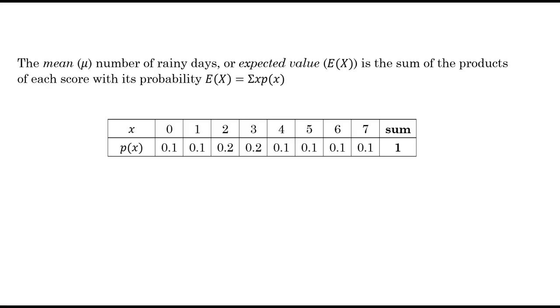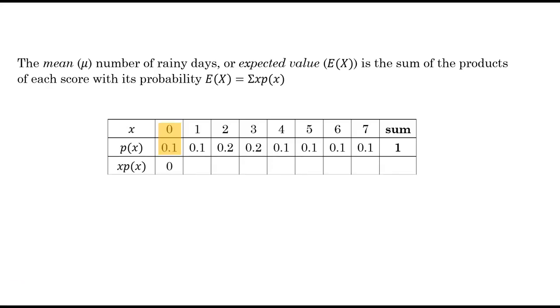The mean number of rainy days, we can call it the mean with that Greek character mu, or sometimes we call it the expected value, is what I expect typically in the long run to be the average number of rainy days I get in a week in July. And I calculate this in a discrete probability distribution by multiplying each value, the number of rainy days, by the probability of that occurring and adding those together. So it's the sum of x times the probability of x.